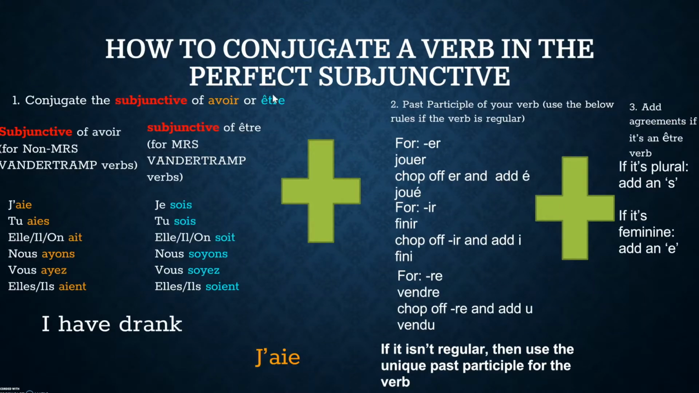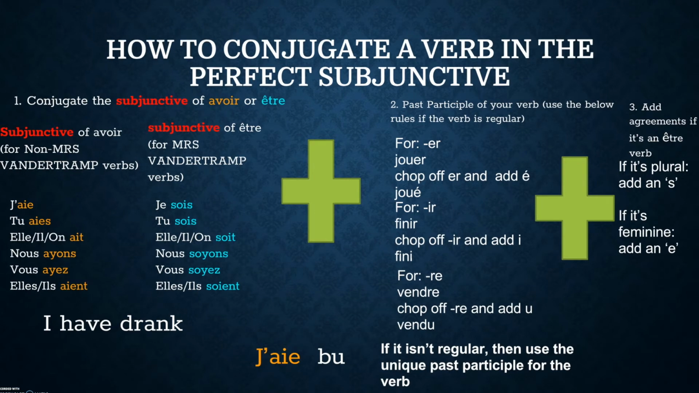The second half of our conjugation is the past participle. Boire, sadly, isn't a regular verb, so we're going to have to use the irregular past participle for boire, which is bu. We don't add agreements because boire isn't an être verb, it isn't a Mrs. Vandertramp verb. If you've been paying close attention, what you would have noticed is that conjugating a verb in the past tense is the exact same as conjugating a verb in the past subjunctive, except when you're conjugating a verb in the past subjunctive, you're conjugating the subjunctive of avoir or être instead of the present of avoir or être like you're used to in the past tense.